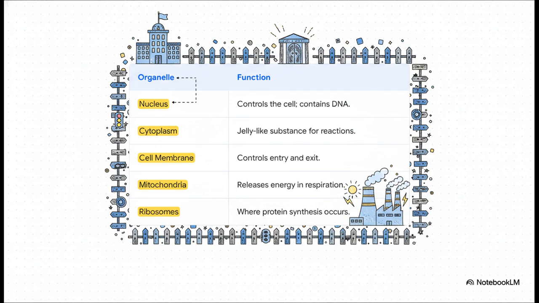And this is where that whole city inside a cell idea really comes alive. The nucleus, that's City Hall, calling all the shots. The cytoplasm is the jelly-like stuff where all the action happens. The cell membrane is like the city's border patrol, controlling everything that goes in or out. The mitochondria are the power plants, generating energy for the whole operation. And the ribosomes? Those are the tiny little factories, just churning out proteins all day long.